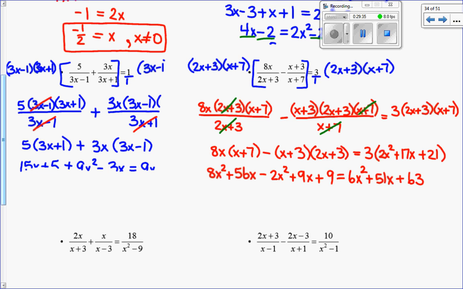Okay, now we have to combine like terms. 8x squared minus 2x squared is 6x squared. 56x plus 9x is 65x. And then plus 9 equals 6x squared plus 51x plus 63. Getting some pretty big numbers in this one.